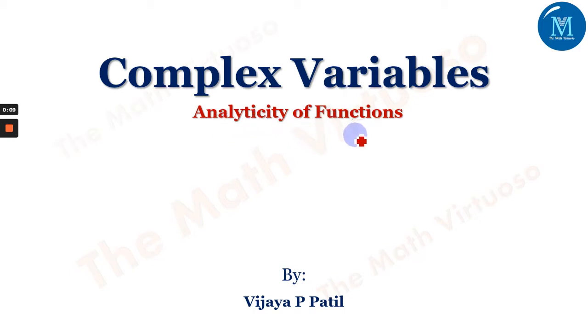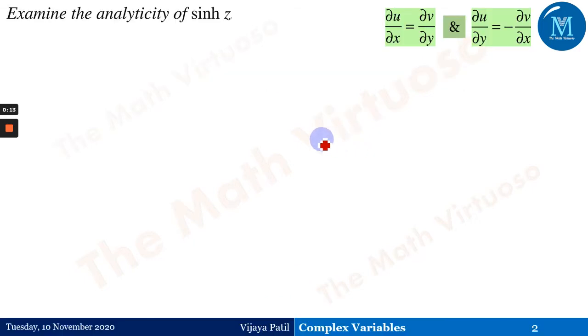So that means we are going to check whether the given function is analytic or not. For this, examine the analyticity of sine hyperbolic z. This is what I have displayed here. They are the CR equations, or you can say Cauchy-Riemann equations, in Cartesian coordinates.